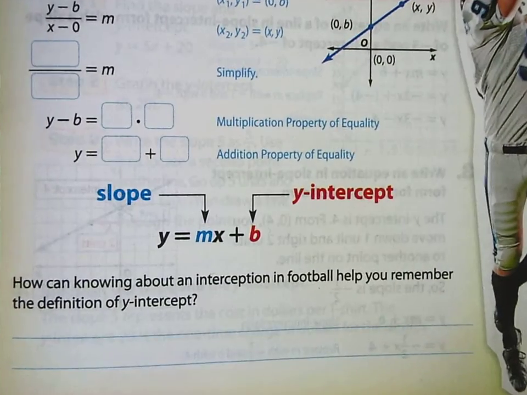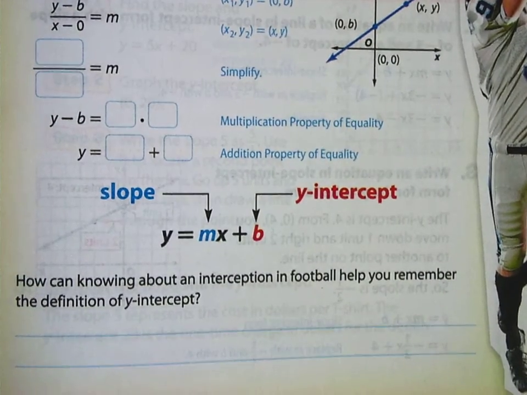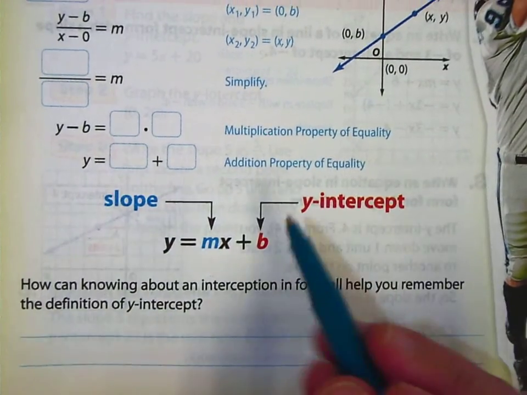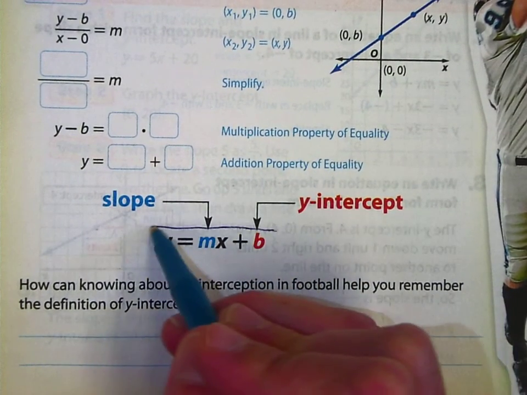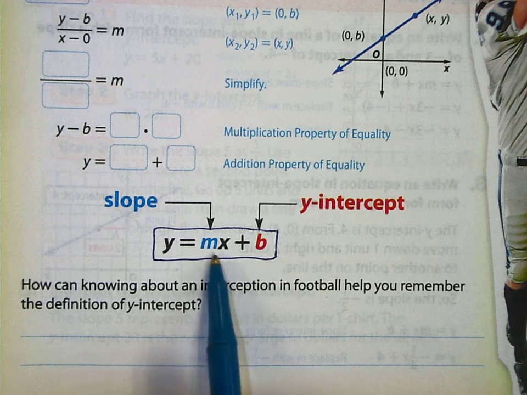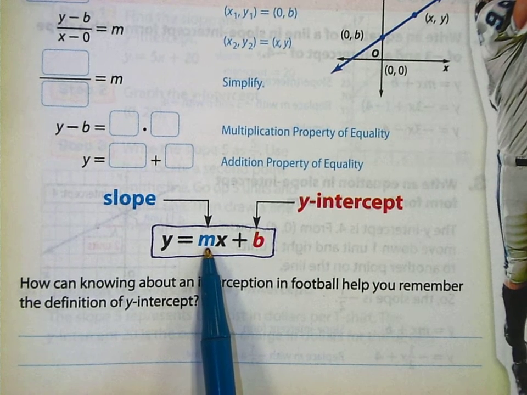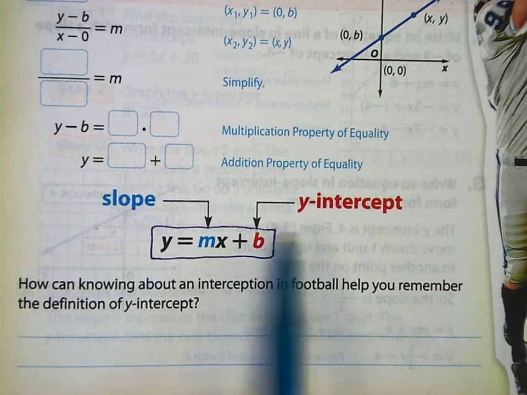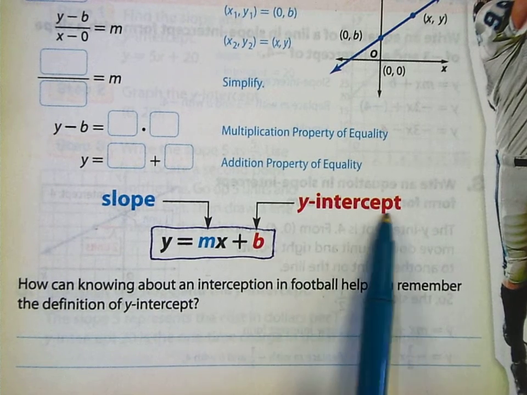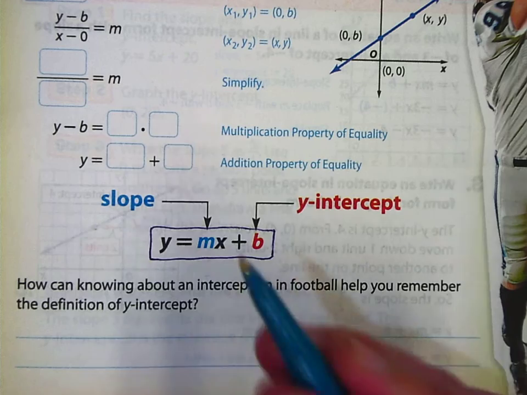So this is slope-intercept form. Y equals mx plus b. M is your slope. M represents your slope. B represents the y-intercept. So remember, let's write this down.